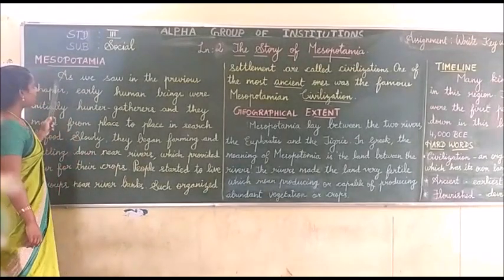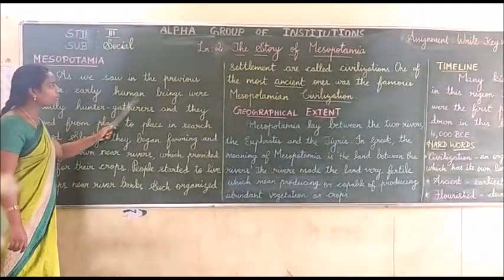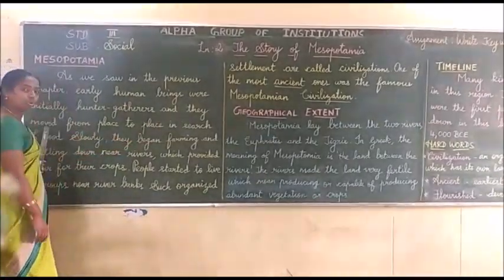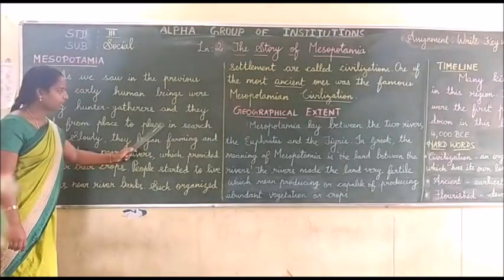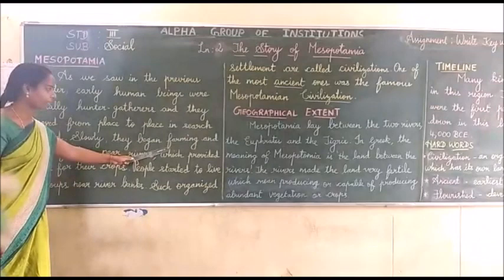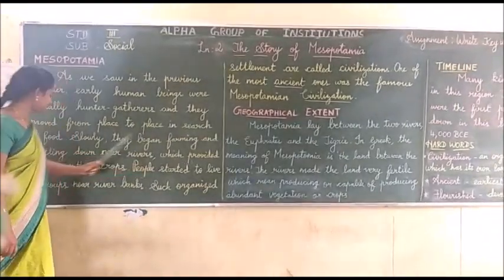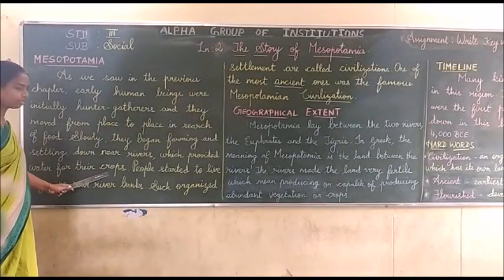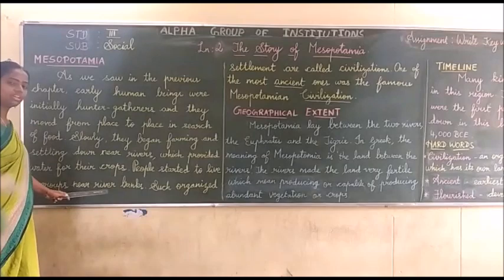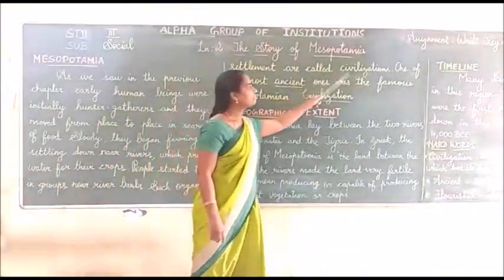Shall we start to read? As we saw in the previous chapter, early human beings were initially hunter-gatherers and they moved from place to place in search of food. Slowly they began farming and settling down near rivers, which provided water for their crops. People started to live in groups near river banks. Such organized settlements are called civilizations.